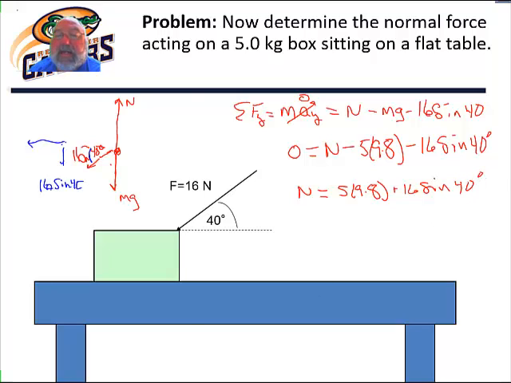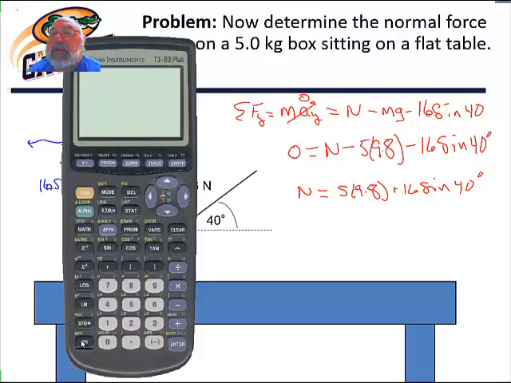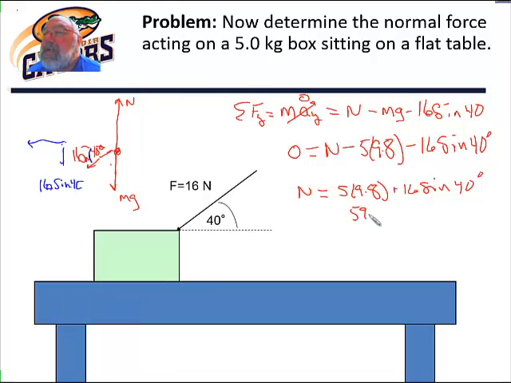Bring out our handy dandy calculator. Calculator says that 5 times 9.8 plus 16 sine 40 is equal to 59.28 newtons. Well, let's write that down. So that's 59.28 newtons. And that's what our normal force is.